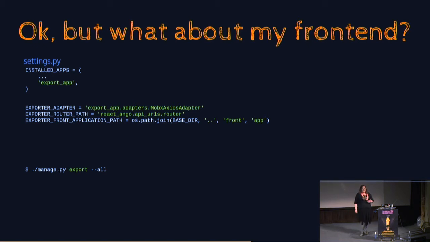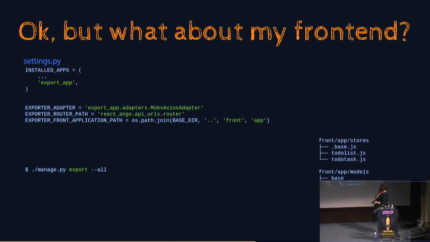The adapter is what language should I talk. In this example, it's using the MobX Axios adapter, which is a library that's usable by React. And there are many other adapters, like the Ember adapter or the Angular 2 adapter, for example, that you can use to produce JavaScript code. Now, when I do that and I type manage.py export all, it will produce, in the case of this adapter, those files.